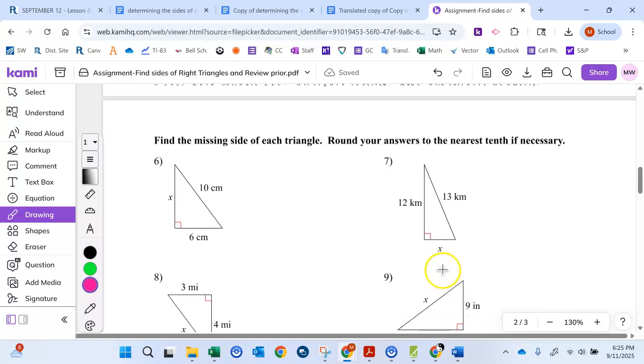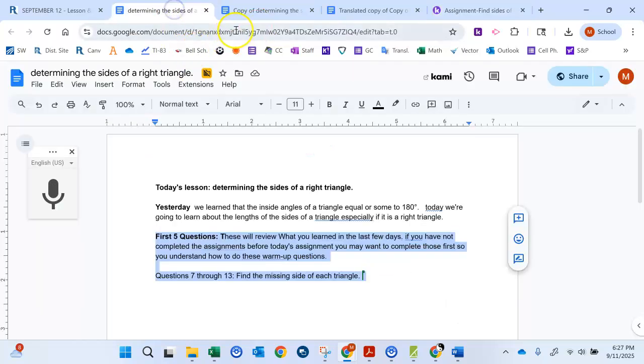Okay, so the next thing we're going to do is try to find the missing side of each triangle, okay? So go ahead and translate this. What we're going to do is try to find the missing side of each triangle. So go back and translate this, which is what we're going to do now. And that's this part right here, okay?